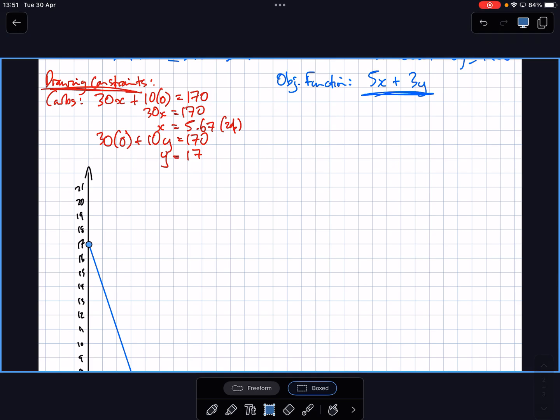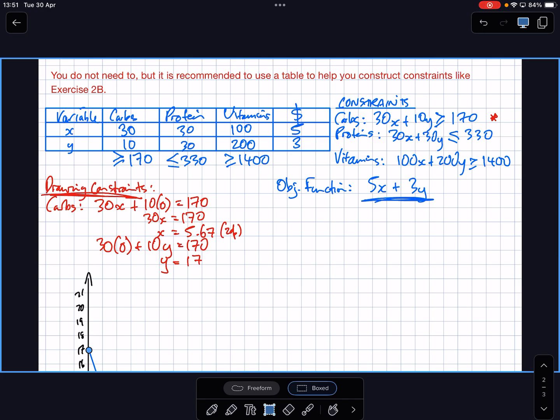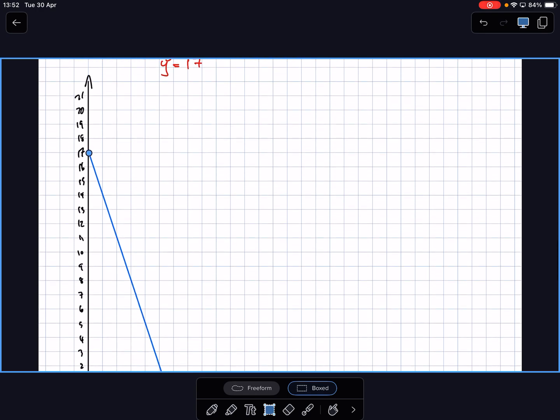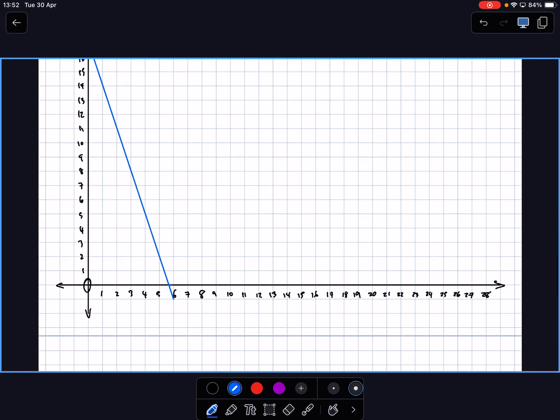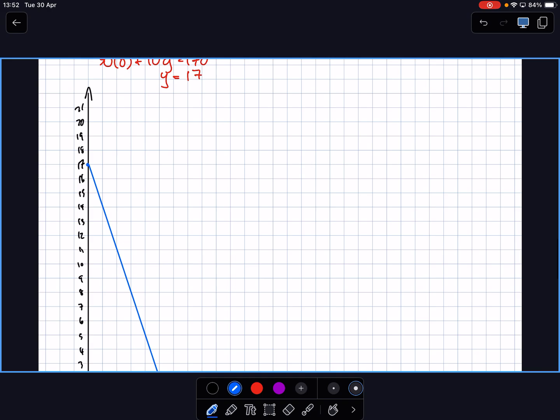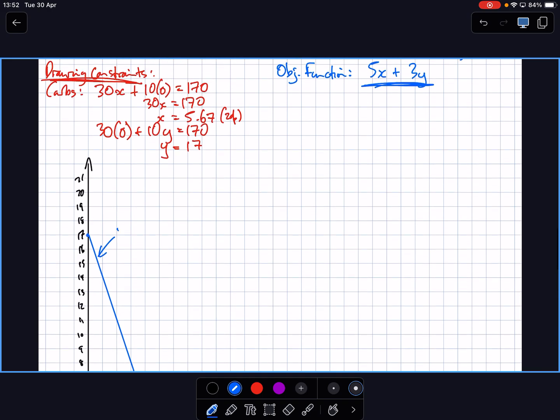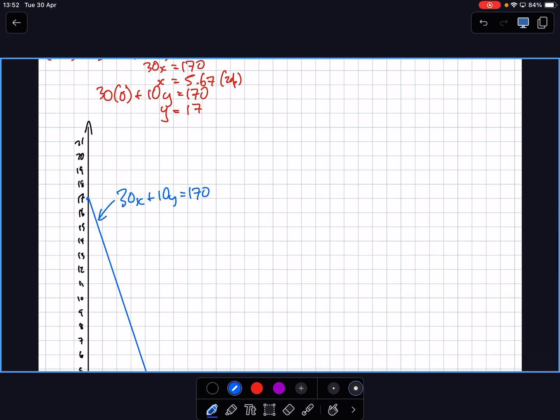That's carbs. According to the carbs constraint, whereabouts am I going to colour in? If it's greater than or equal to 170, what direction do I colour in? Down to the left or up to the right? Up to the right. So give yourself a little arrow here to say, if I'm colouring in, I'm going to be colouring upwards that way. What do I label this line as? This line is 30x plus 10y is 170.